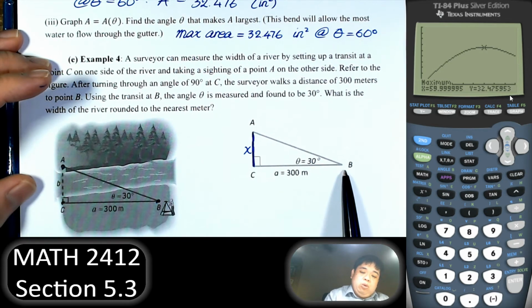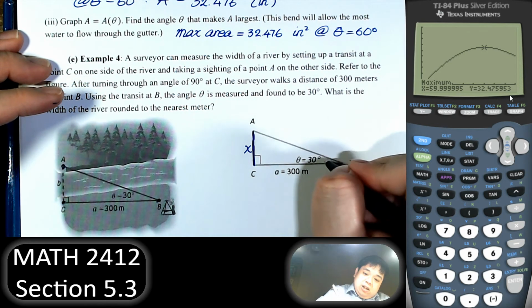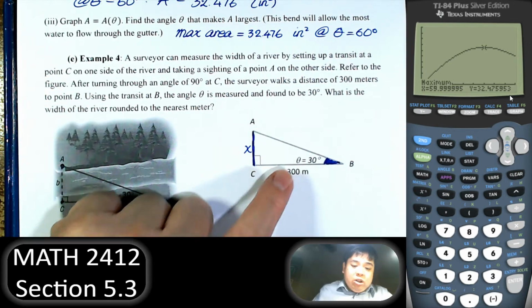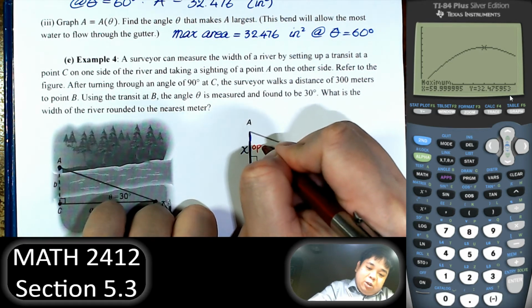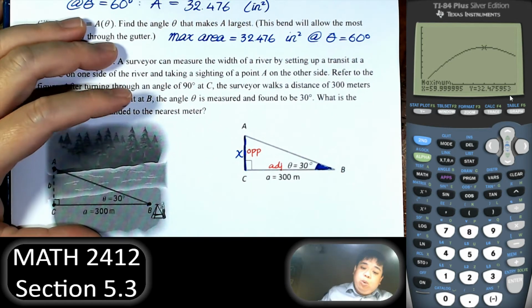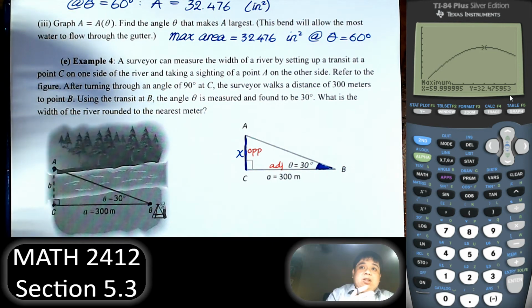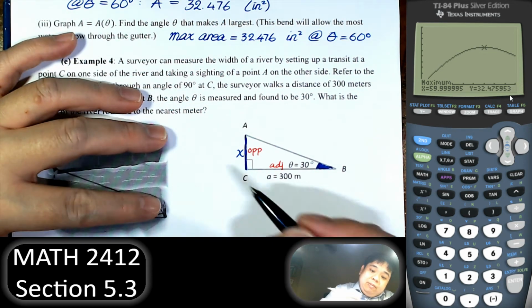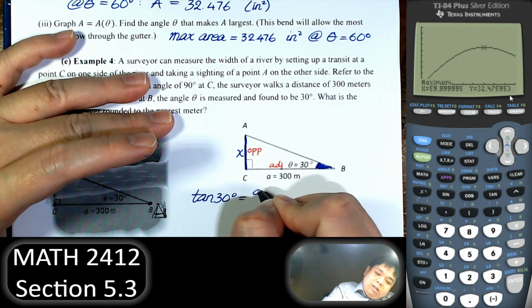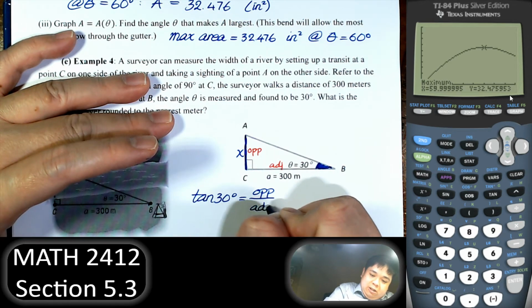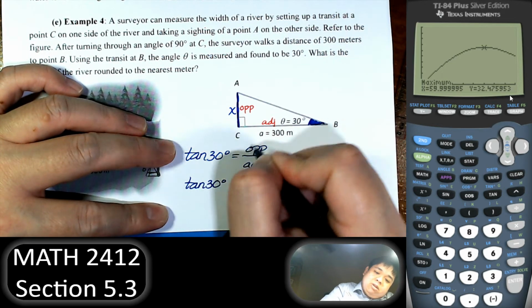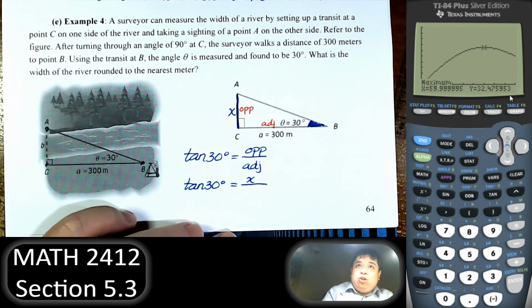We know this side is 300 meters and the angle is 30 degrees. This is the angle. Now with respect to that angle, this is opposite, and with respect to that angle, this is adjacent. So we have to use the ratio that has opposite and adjacent. Well, that is tangent, right? So we say tangent of 30 degrees is equal to opposite over adjacent. That means tangent of 30 degrees, opposite is x, we don't know, but we're trying to solve it. Adjacent, we do know, 300.